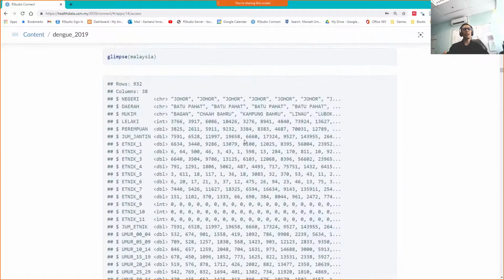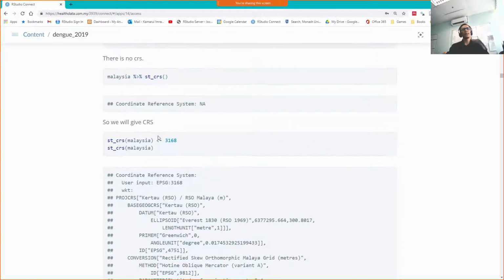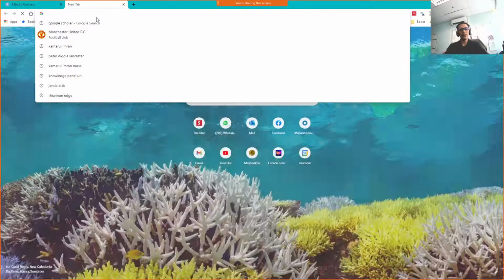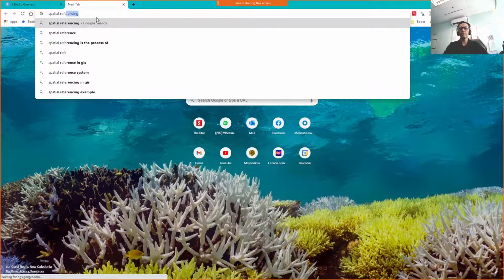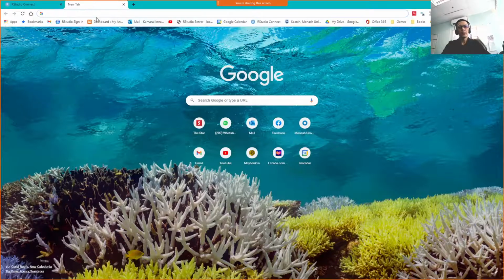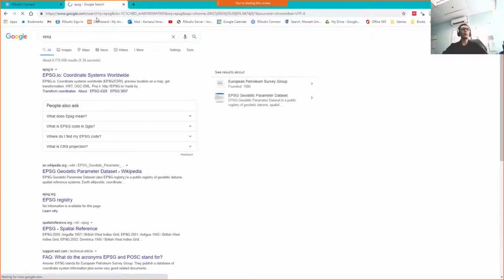So because of that, I tell R kan, okay, R, I want to let you know that the coordinate reference system for Malaysia is 3168. 3168 is the coordinate reference system for Malaysia. Alright, you can go to spatialreference.org, EPSG, okay, EPSG.